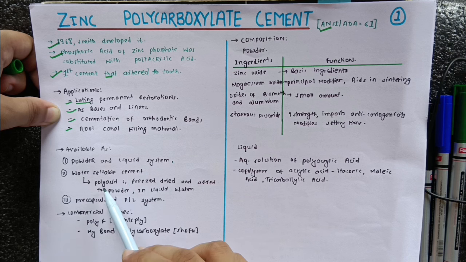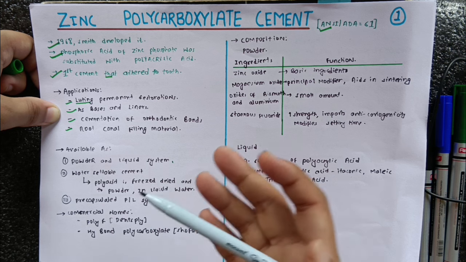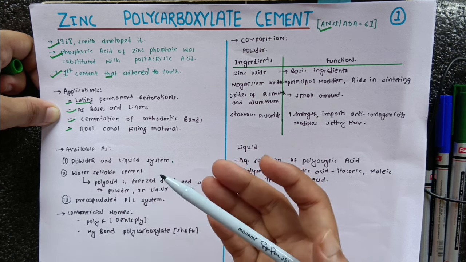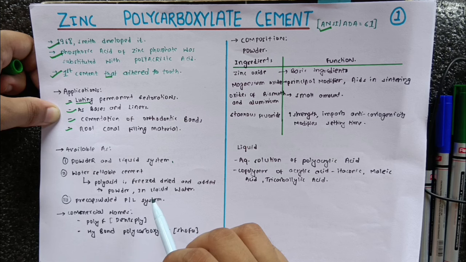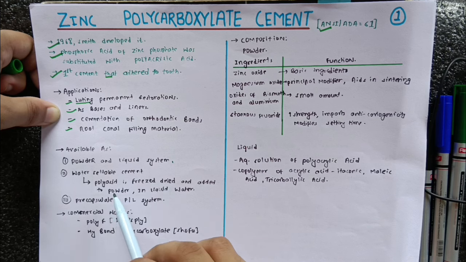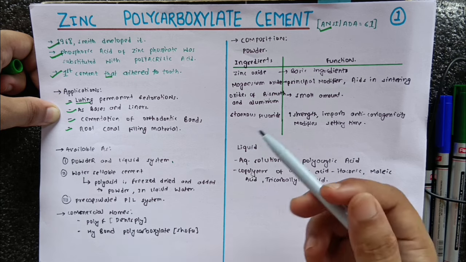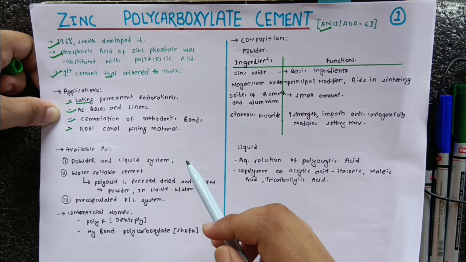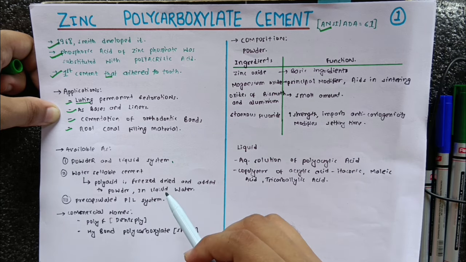What we do is add poly acid that is freeze dried to the powder, and in the liquid we take water. In glass ionomer cement we used to take water plus itaconic acid, but here we take water, and the freeze dried poly acid is added to the powder. They are mixed and form the solution of the liquid acid. You can watch that video once again so that your concept would be clear.